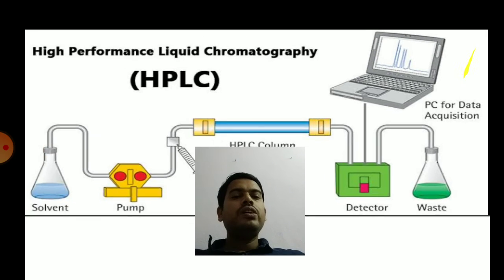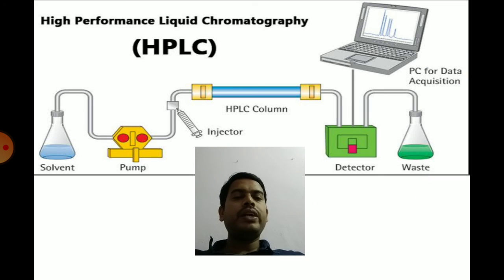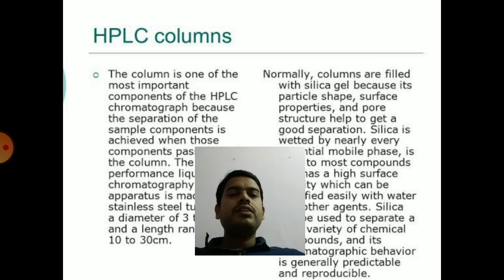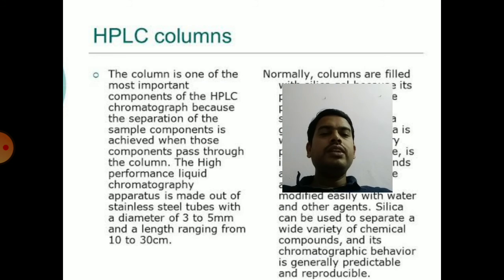This is how you decrease the retention time of your sample particle, and also you get highly resolved, purified sample particles which can be used for further analysis, like protein structure identification by mass spectroscopy and some other techniques. You can clearly see the apparatus. The diameter of the column will be around 3 to 5 mm and the length will range from 10 to 30 centimeters.